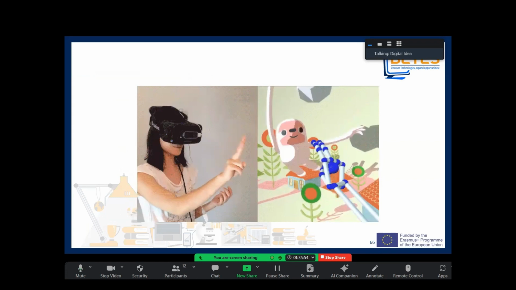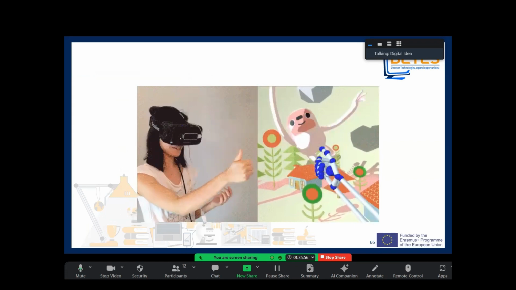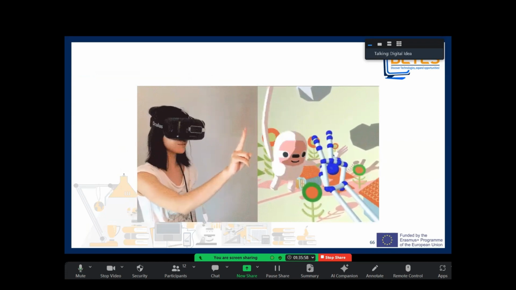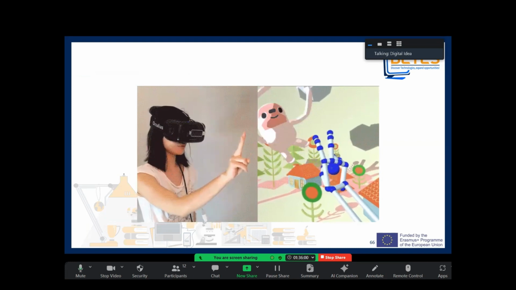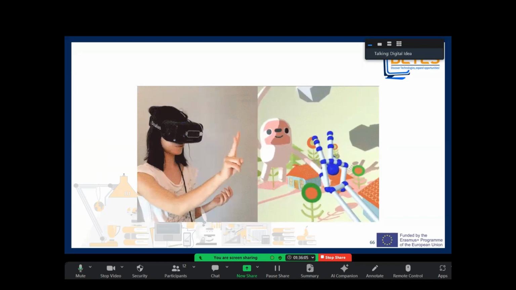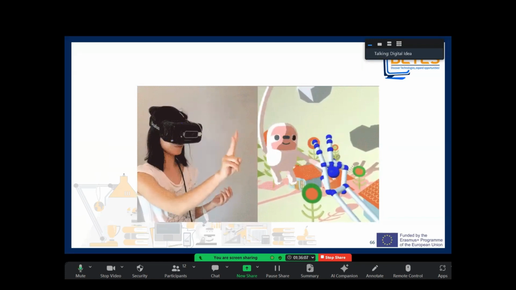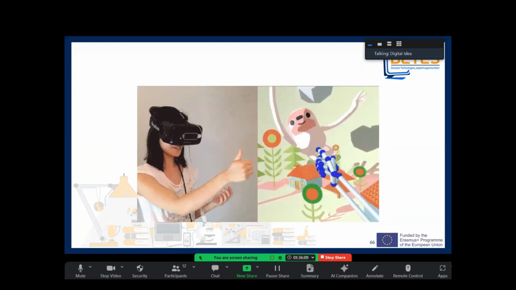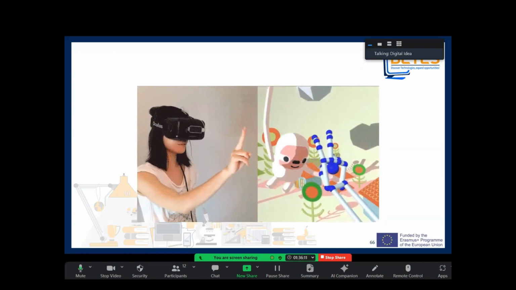For example, I guess all of us have seen virtual reality glasses. The lady is wearing the glasses and she sees her two fingers in the virtual environment.